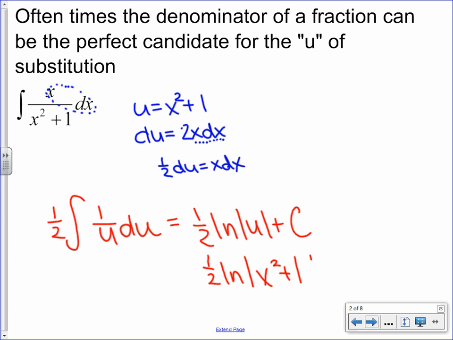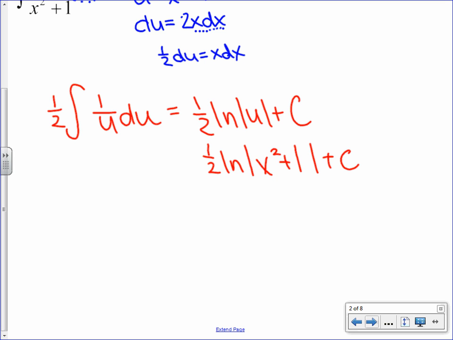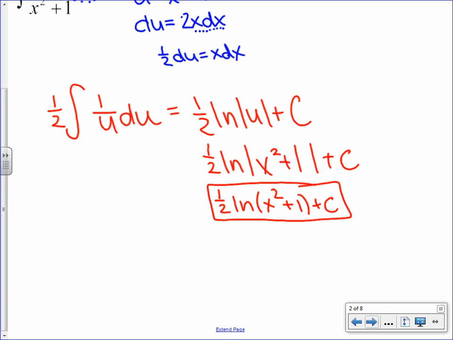Now, something I'd like to talk about with this answer, x squared plus 1. Okay, what do the absolute value bars do? Oh, it's always positive. What's true about x squared plus 1? It will never be negative, okay? So it is okay to write your answer without the absolute value bars in this case, because what is inside will always be positive anyway.